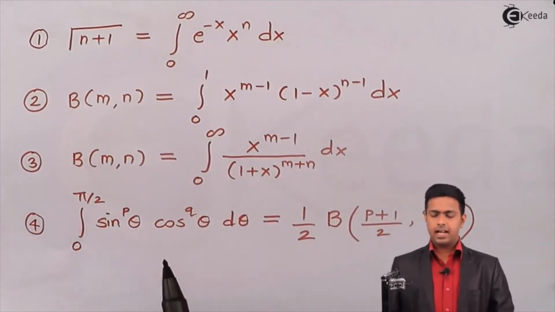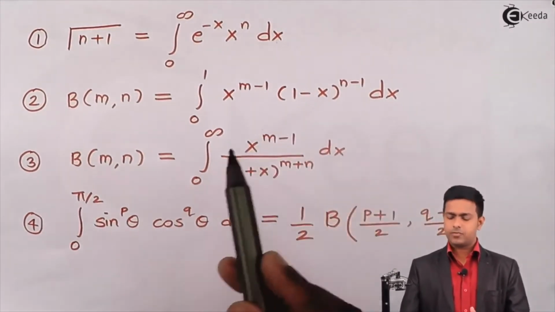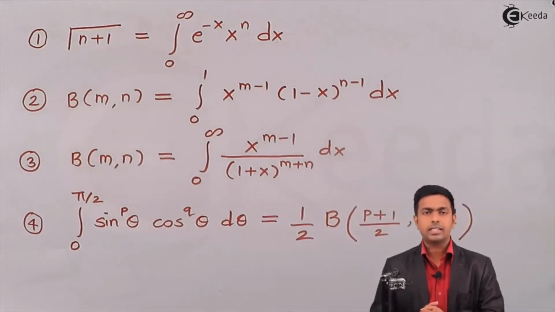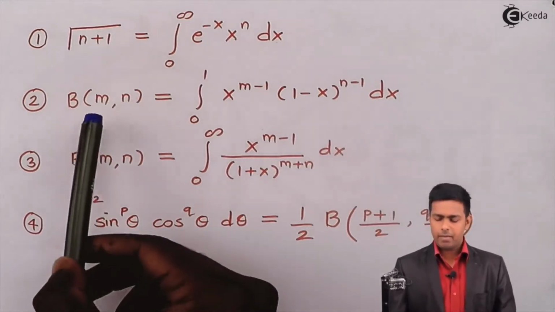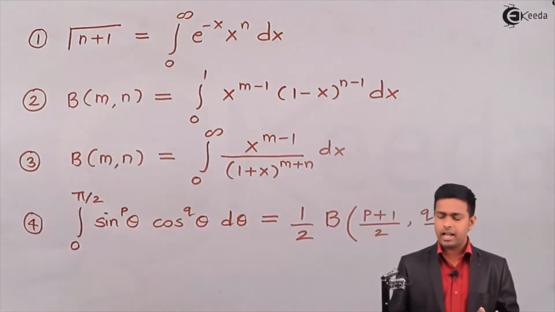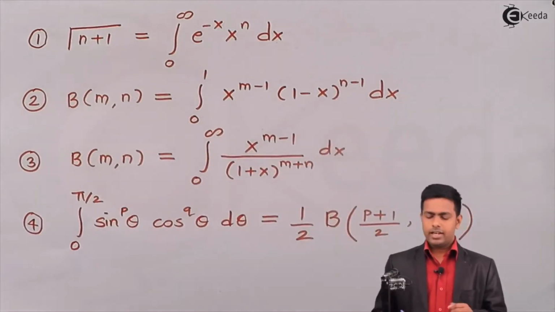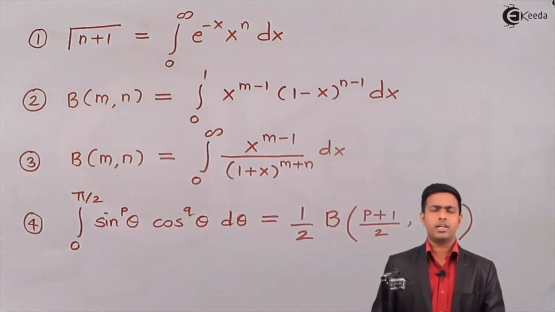It says that if the integration is from 0 to 1 and we have two algebraic terms in this format, x raised to m minus 1, 1 minus x raised to n minus 1 dx, then it is equivalent to beta m comma n, where m and n are 1 greater than the powers of x and 1 minus x. So in short, we have to convert our integration in this form so that we can say it is equivalent to beta m comma n.